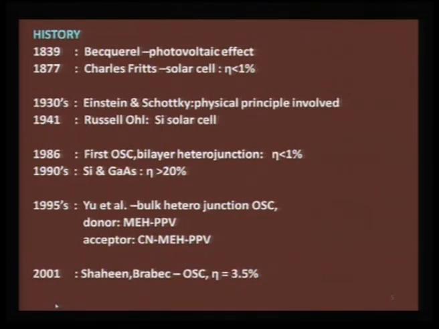And in 1995, bulk heterojunctions with organic solar cells were proposed by you and co-workers, and then there have been several combinations between MEH-PPV and carbon nanotube, PPV blends, where they act both as donor and acceptor molecules. In 2001, we had another report of an organic solar cell which showed the first efficiency above 3%.